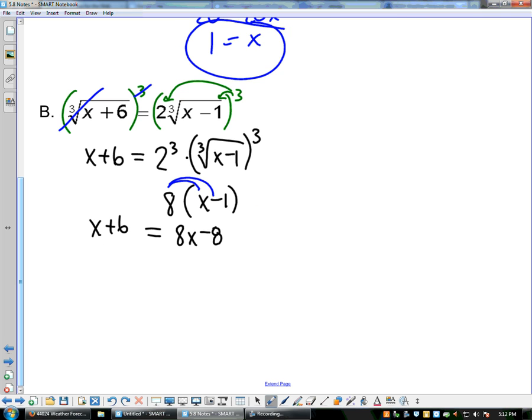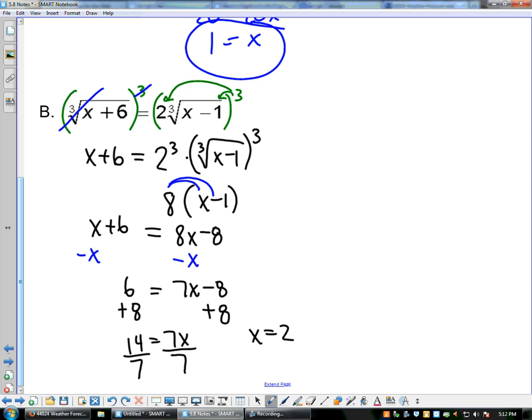Again, that leaves me with a nice linear equation to solve. I'm going to collect my x terms over here on the right-hand side. So I'll have 7x minus 8 is equal to 6. I'll bring my constants over here to the left. So 14 is equal to 7x, and finish up by dividing both sides by 7. So my answer I have is x equals 2.